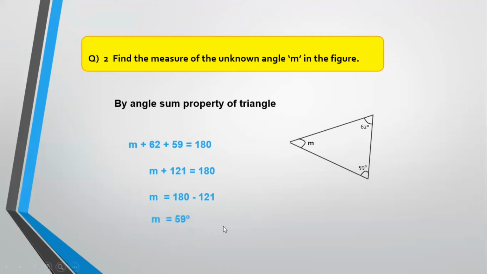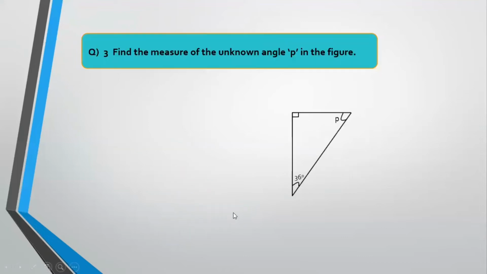Got it, children? Now, one more question. Okay, what does this square shape say? It says that this angle is 90 degrees. Come on, try finding the value of P. Pause the video and find it.